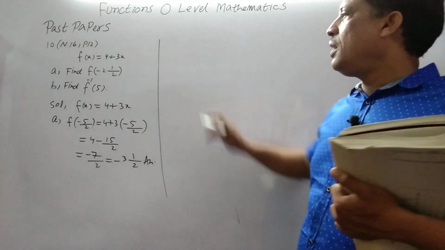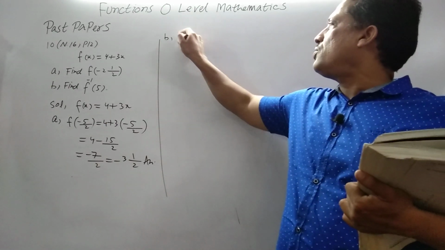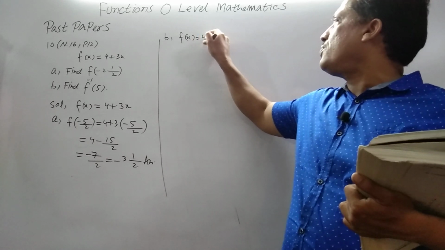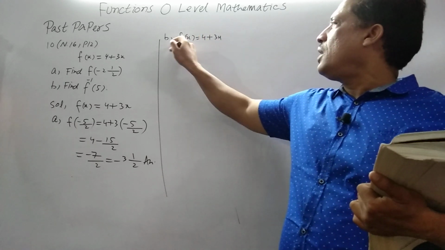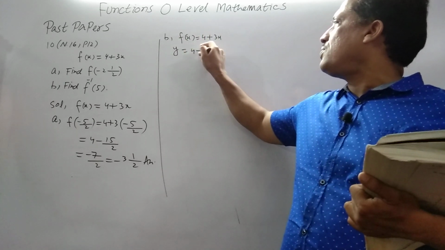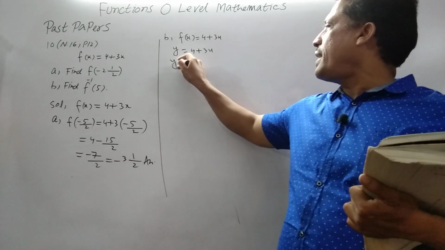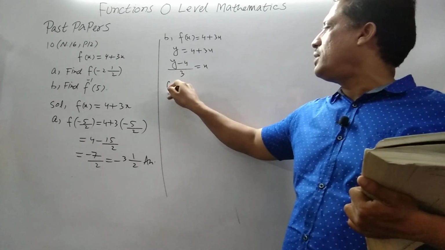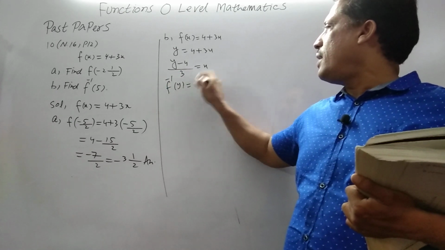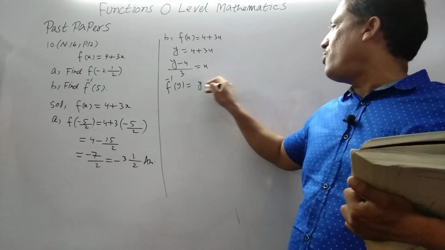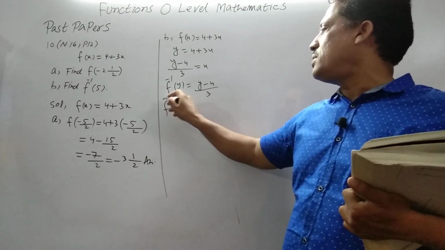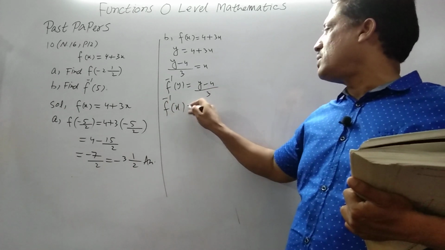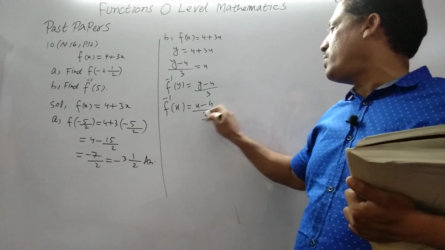The next part is find f inverse. So f(x) is equal to 4 plus 3x. First step is y is equal to 4 plus 3x. Second step is make x the subject of the given formula. The third step is replace x by f inverse y, and the final step is replace y by x. The answer is x minus 4 over 3.